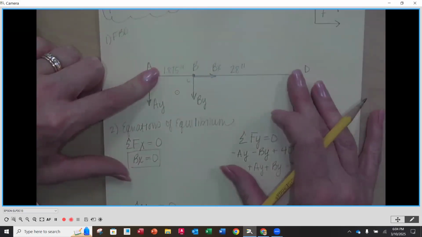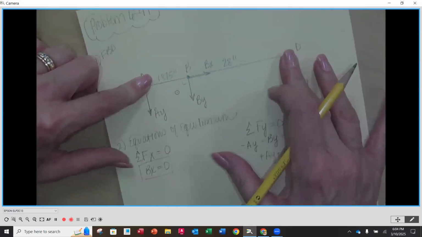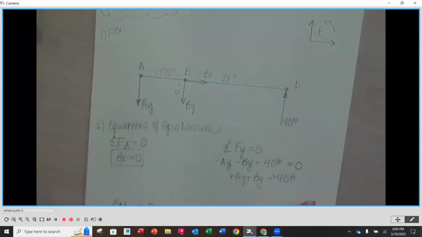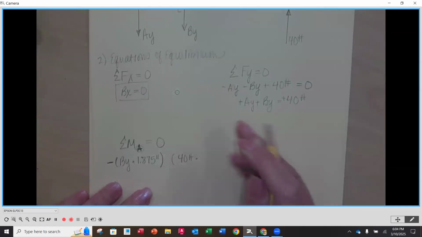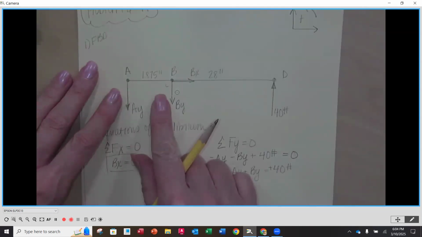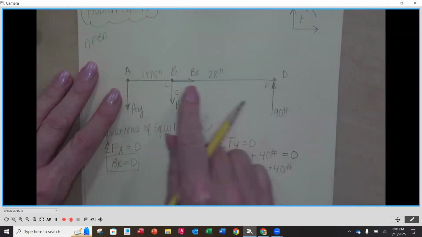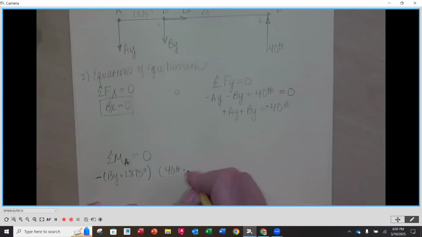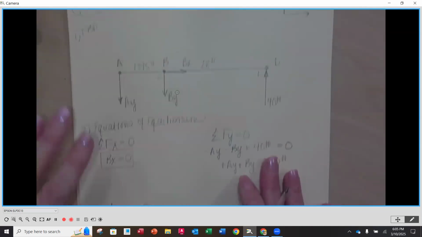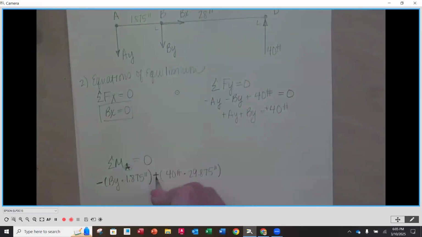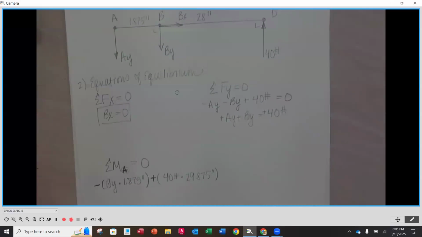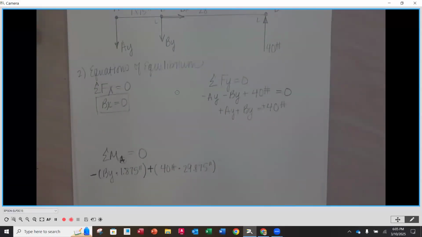But the 40 pounds will. So 40 pounds is going to rotate in a counterclockwise direction. So I'm going to say 40 pounds times, it's going to be 1.875 plus 28 is its perpendicular distance all the way to there. So that's going to be 29.875 inches. And the direction of rotation is counterclockwise, so that's positive according to our convention. Those are the only forces causing rotation.